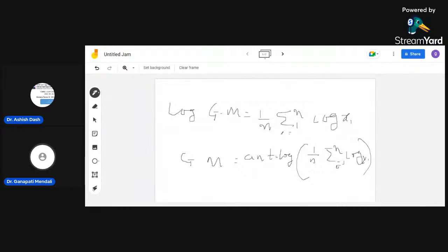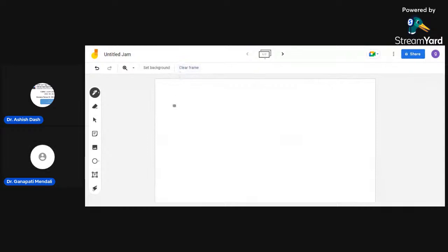Next is the harmonic mean. Another type of average is the harmonic mean. So what is the harmonic mean? It is the reciprocal of the arithmetic mean of the reciprocals of the individual observations. Now suppose we have observations, let us say x1, x2, x3 to xn.